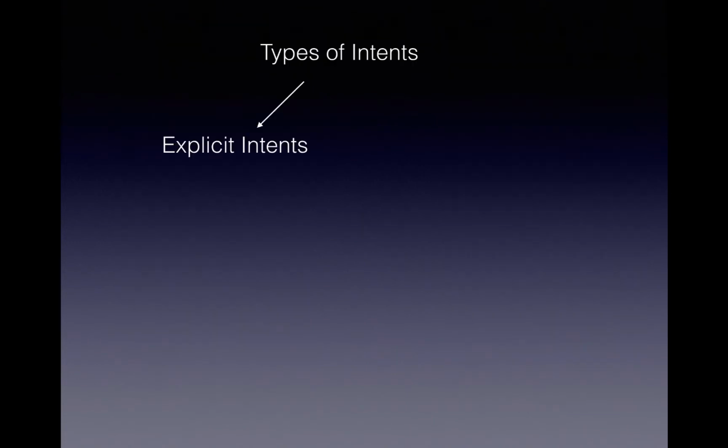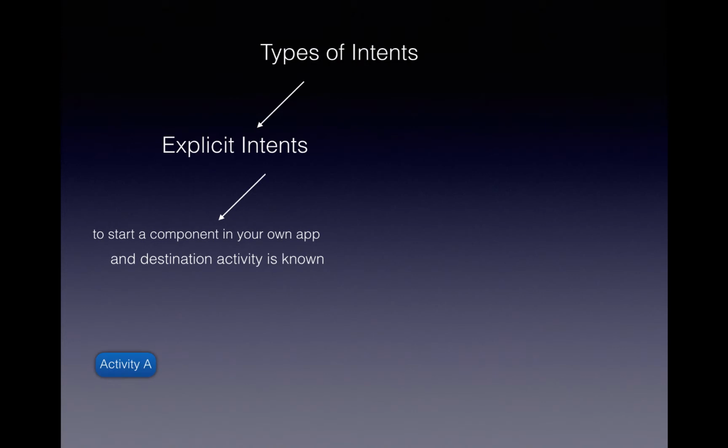Now let us look at the types of intents. The first type is explicit intents. Here it is used to start a component in your own app and the destination activity is known. Now let us see the mechanism of how it works. For example, an activity A of an app calls the start activity method, which in turn calls intent, and the intent calls the onCreate method of activity B of the same app.